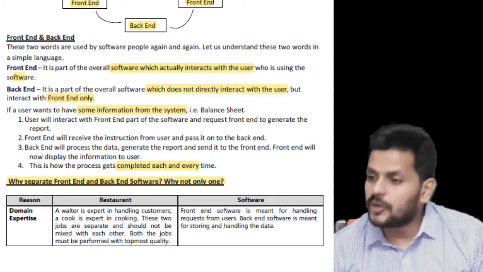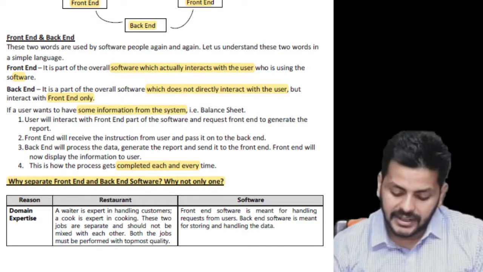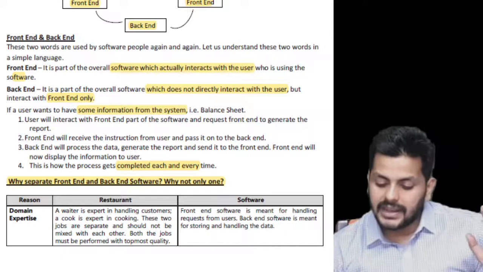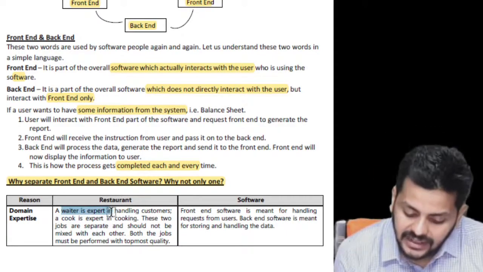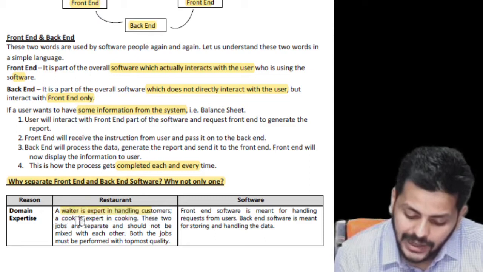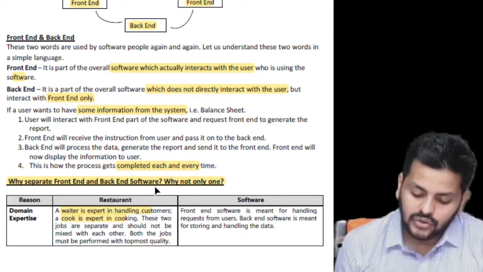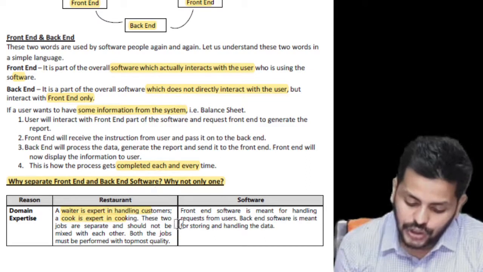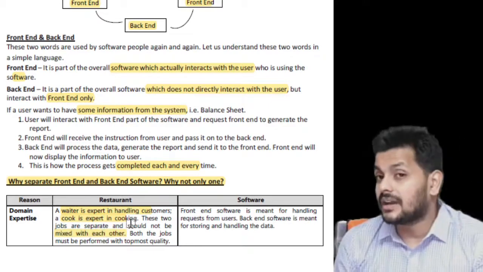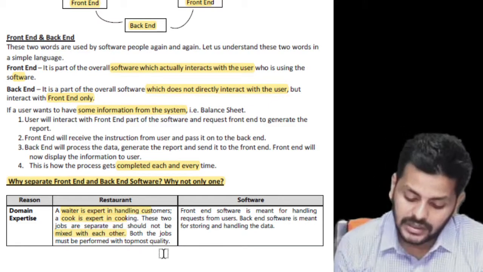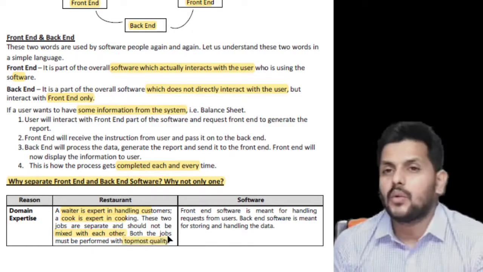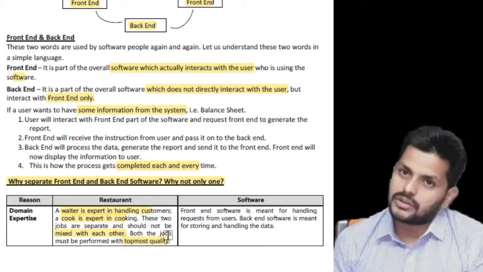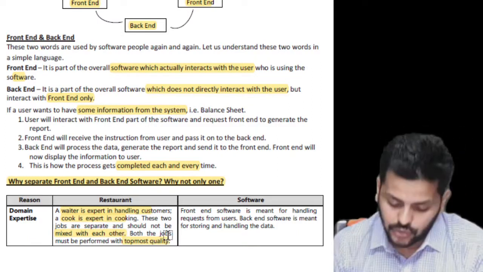The first and foremost reason why we should have separate front end and back end is that only. Domain expertise. For example, in a restaurant, a waiter is an expert in handling customers while a cook is expert in cooking. These two jobs are separate and should not be mixed with each other. Both these jobs must be performed with topmost quality.